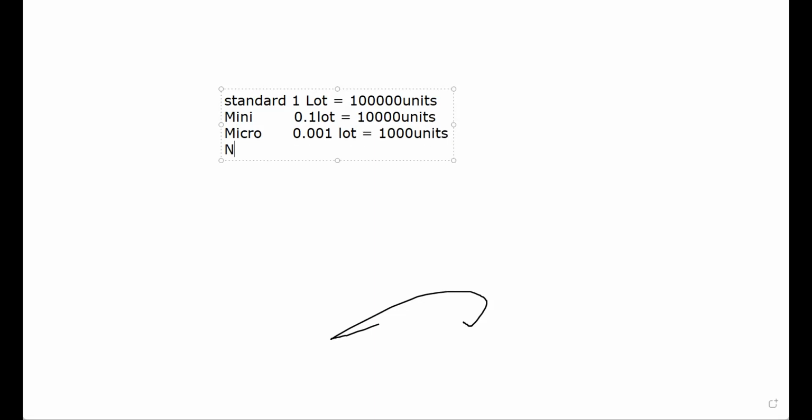And then we even have a nano lot size. This one, I know most people have not heard it, because for some time now, a lot of brokers do not employ the nano lot size, which just means 100 units.